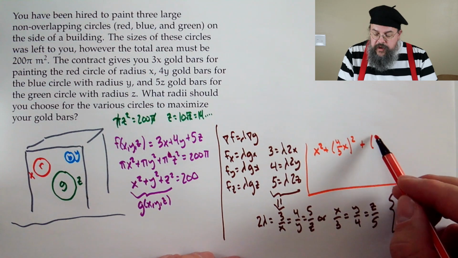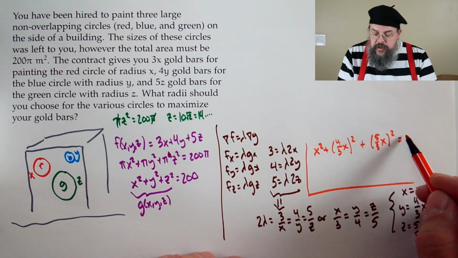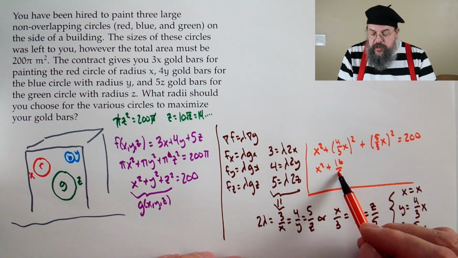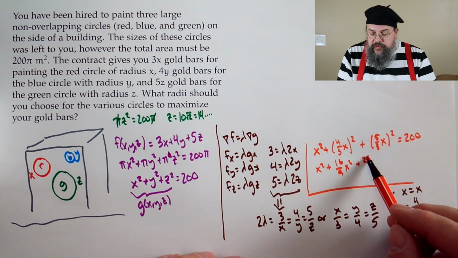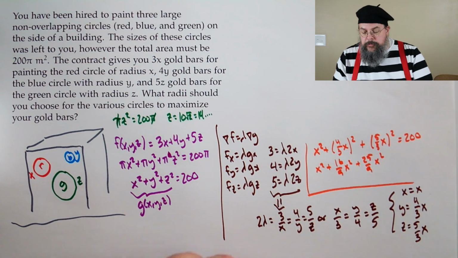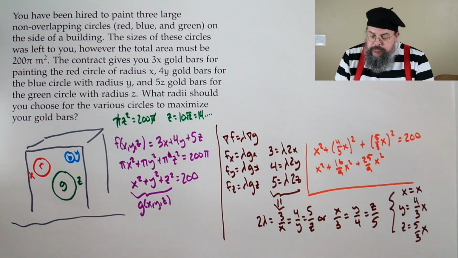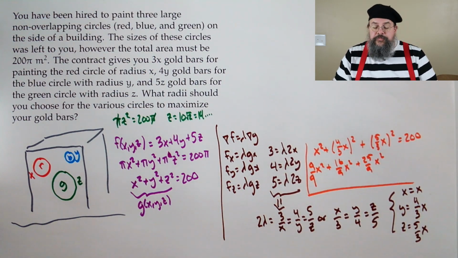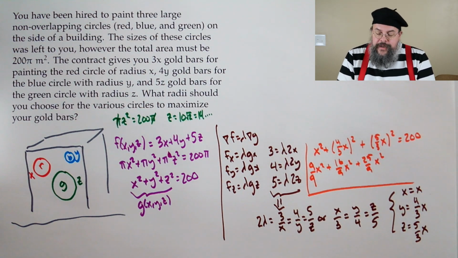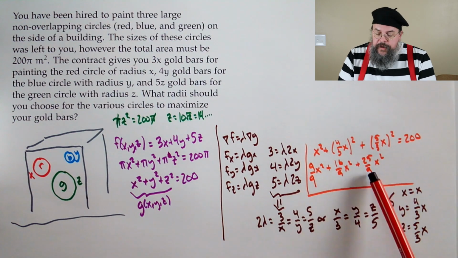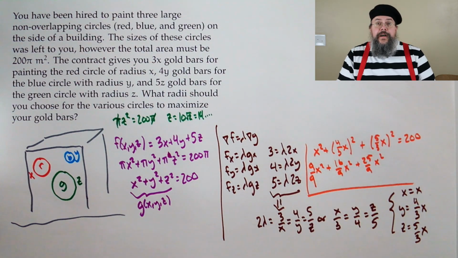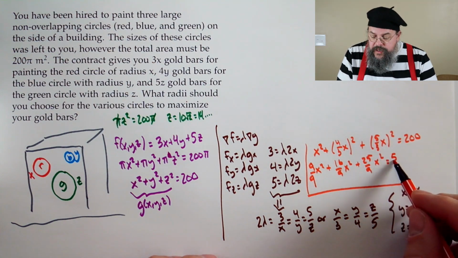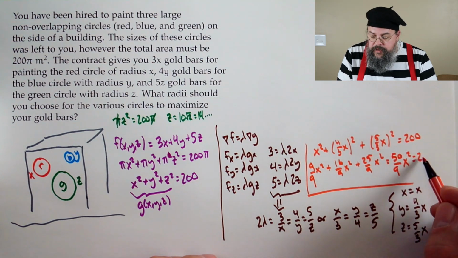Well, that's going to become 5/3 x squared equals 200. Well, that's x squared plus 16/9 x squared plus 25/9 x squared. All right. Well, of course, we should point out that x squared is also 9/9 x squared. True. So, what do we get? Well, if we add, because they all have a denominator of 9, 9 and 16 and 25, they add up to what? Add up to 50. So, we get 50/9 x squared is equal to 200.